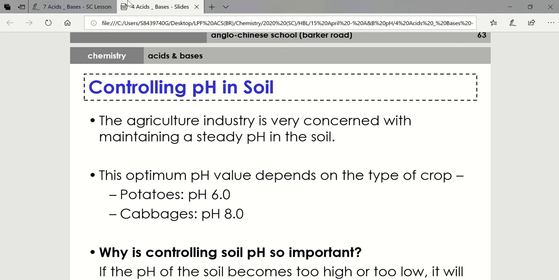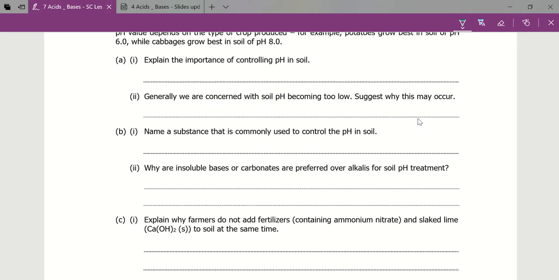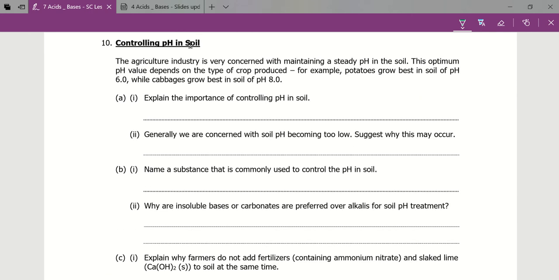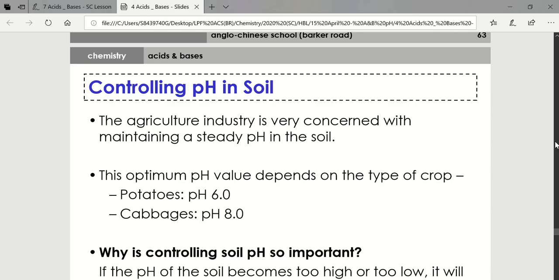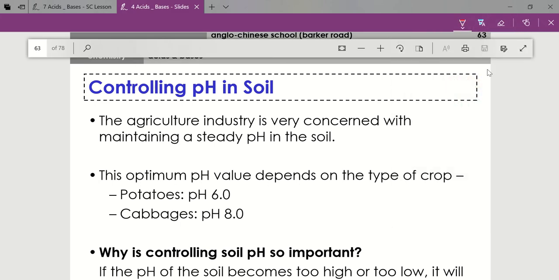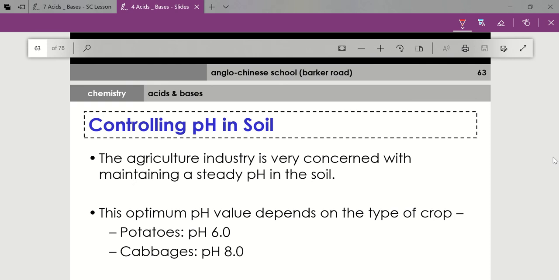For the second part of controlling pH in soils, can you please turn with me to your theory book, page 94, and let's begin. Controlling pH in soils, this part in your syllabus is actually an application part of the chapter. So we are learning how to apply what we have learned to an everyday scenario.